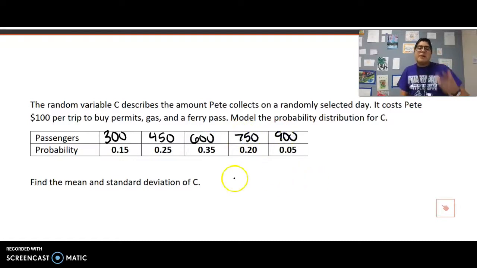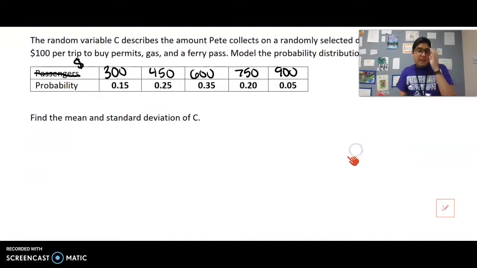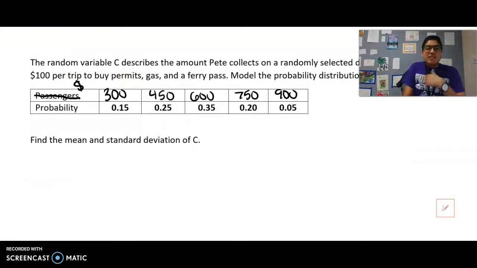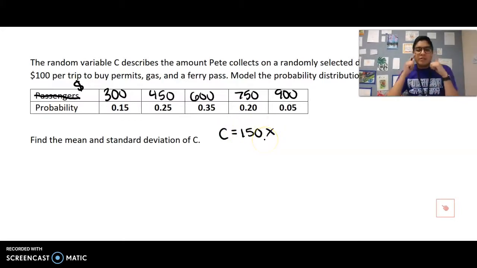So this would be the amount, right? The passengers, actually this would be the money collected. And the same thing here, find the mean and standard deviation. So let's actually define what C is mathematically. C was equal to 150 times X. So now we're seeing there's multiplication here.